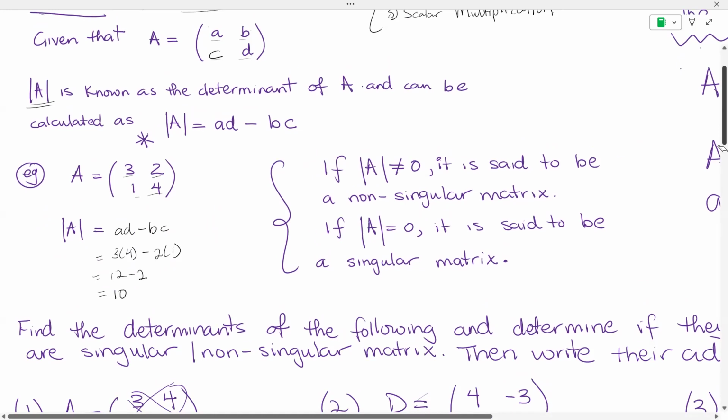What we need to know as well is that if the determinant is not equal to 0, like this, it's a 10, so it's not equal to 0, it's a non-singular matrix. If the determinant is equal to 0, let's say you work this out and your answer is equal to 0, it's a singular matrix. So once your determinant is equal to 0, it's a singular matrix. If it's not equal to 0, it's a non-singular matrix.